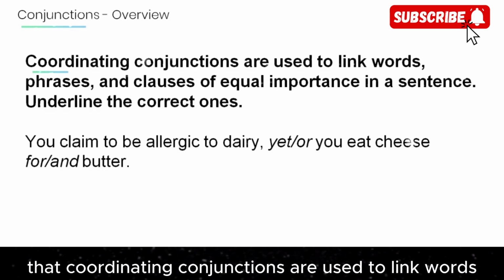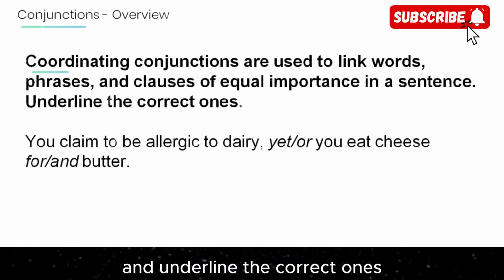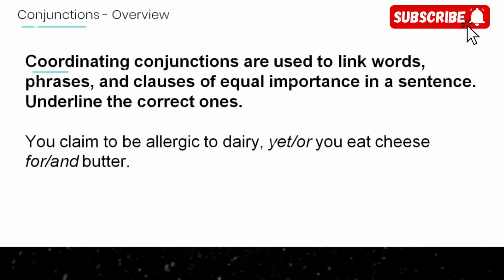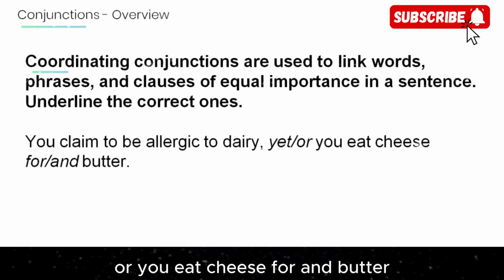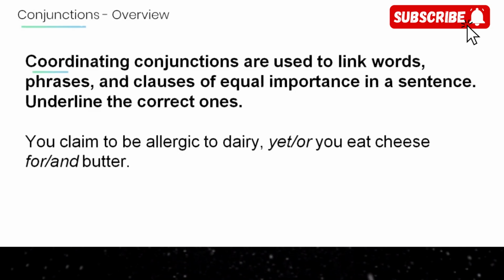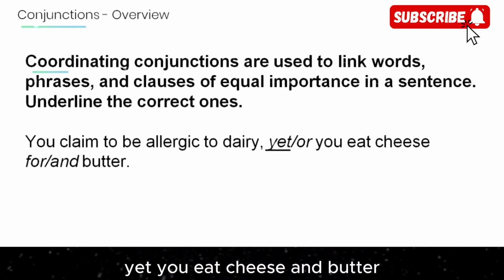Note that coordinating conjunctions are used to link words, phrases, and clauses of equal importance in a sentence. Read the following sentence and underline the correct ones. You claim to be allergic to dairy, yet, or you eat cheese, and butter. You claim to be allergic to dairy, yet you eat cheese and butter.